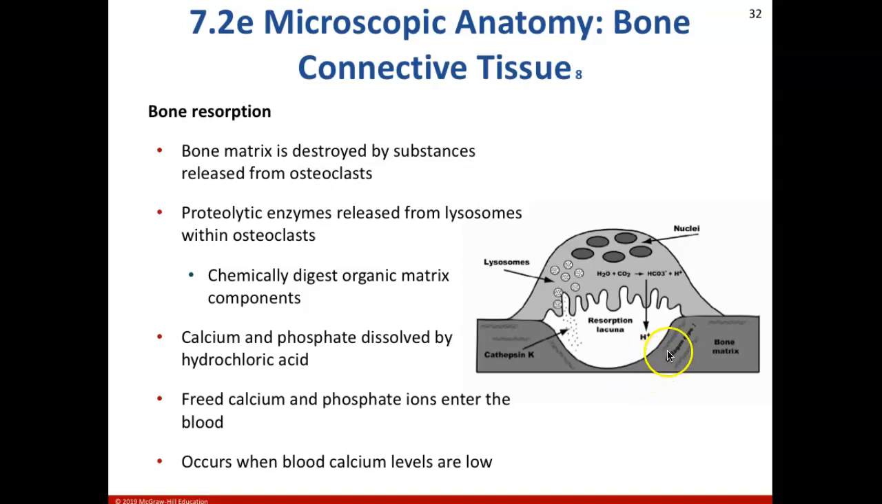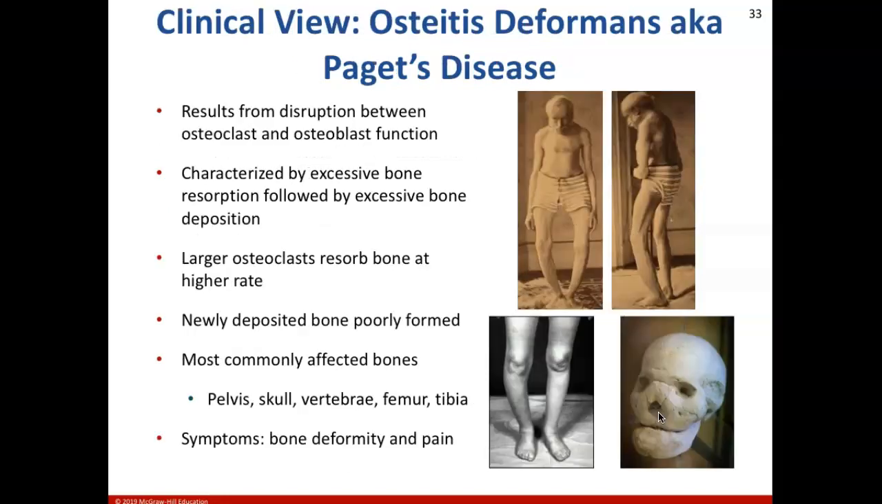Our freed calcium from the bone and phosphate ions will then enter into our blood, and this typically is going to take place when our blood calcium levels are low. And we're going to touch back on this when we talk about hormones and how they stimulate our osteoclasts to cause bone resorption to release that calcium into our blood.